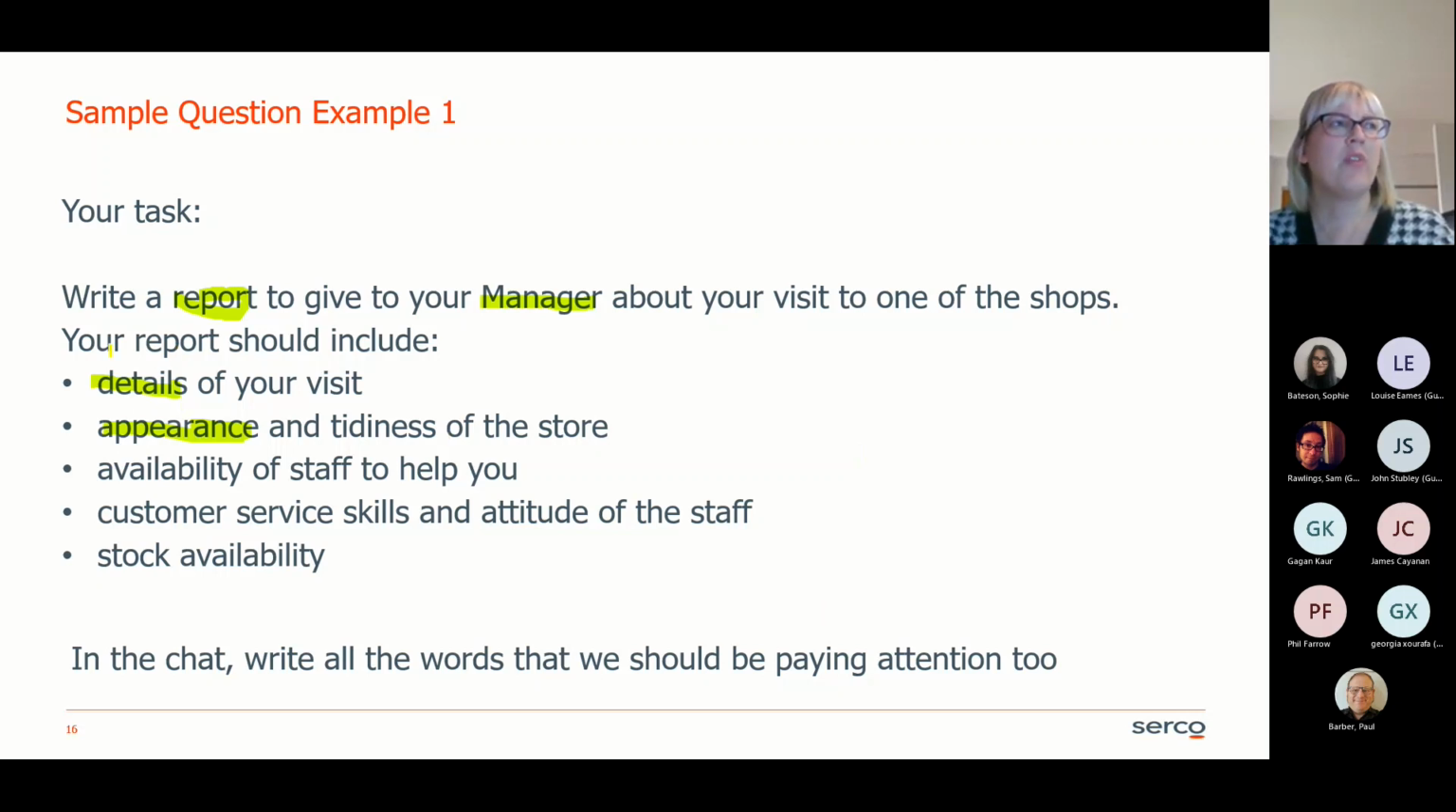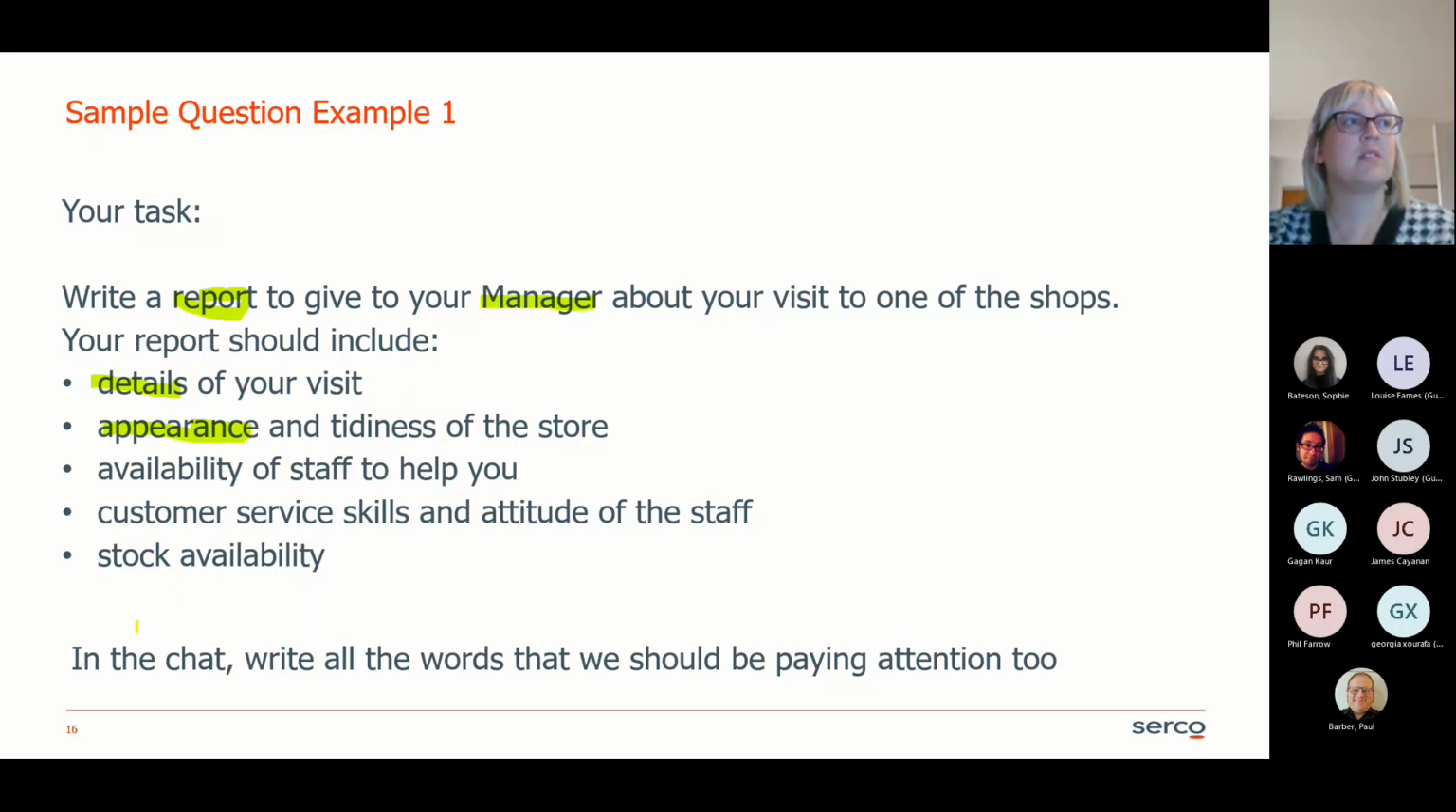And then moving on to the bullet point, so including details of your visit. So they want you to explain all about your visit. Again, this will be covered on Thursday, but if you're asked to provide details, you would be expected to talk about what happened when you were there, all the important things that went on during your visit.